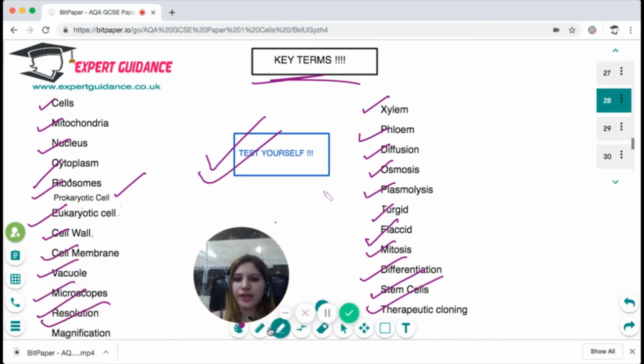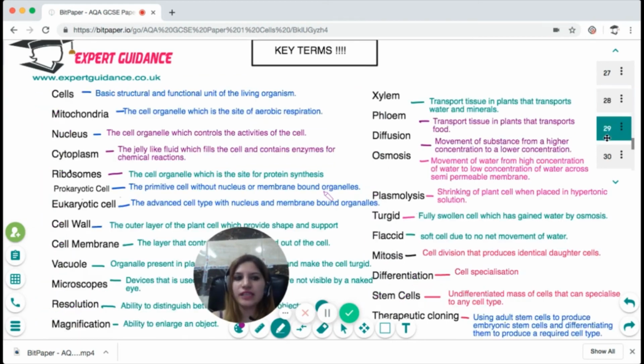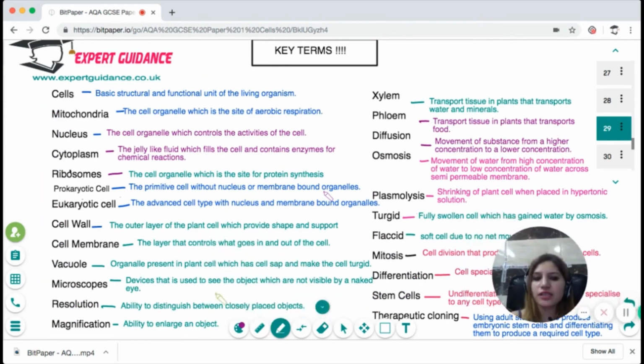Okay, so I hope now you have written your answers on the meaning of these key terms. Now let us look at your answers. What are cells? A cell is the basic structural and functional unit of a living organism. Mitochondria is the organelle which is the site of aerobic respiration. Nucleus is the organelle which controls the activities of the cell. Cytoplasm is a jelly-like fluid which fills the cell and contains enzymes for chemical reactions. Ribosomes are the cell organelles that are the site of protein synthesis.